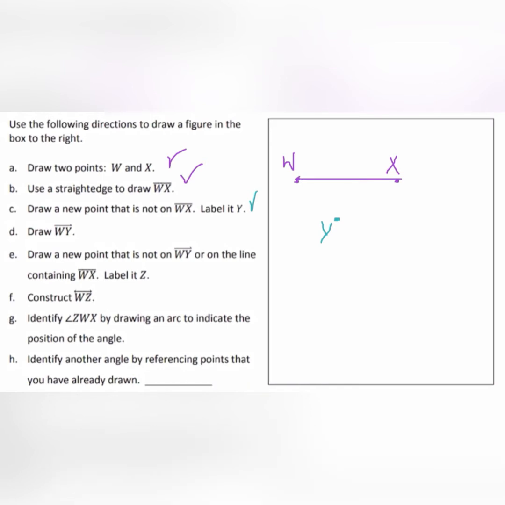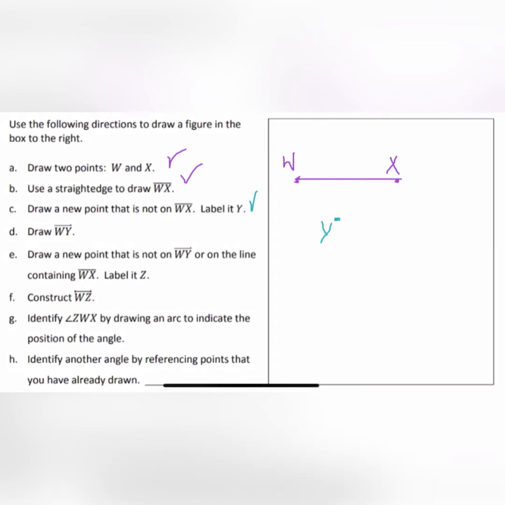My next step, which is letter D, is to draw a ray WY. So if you notice above the letters W and Y for letter D, you see almost a line segment, but there's an arrow at the end of it. That's why I called it a ray. If it had 2 arrows on either side, then it would be called a line, and if it had no arrows, it would just be a line segment. So this one is a ray.